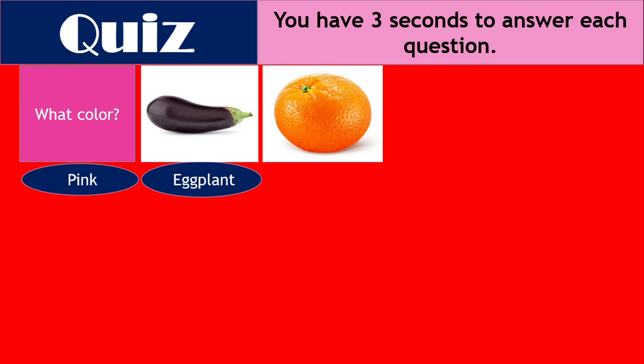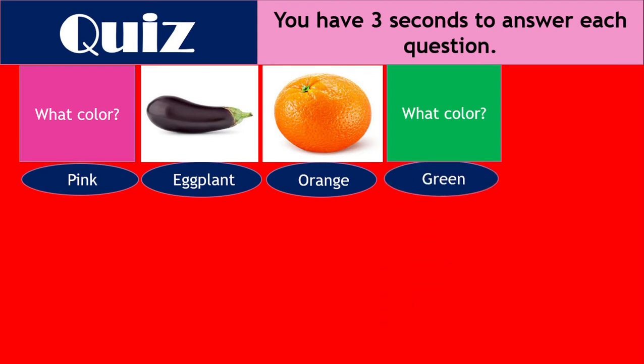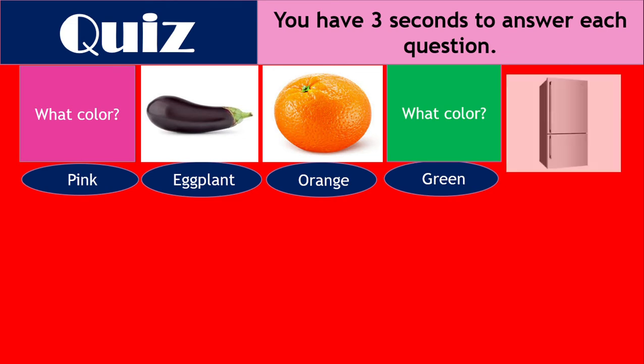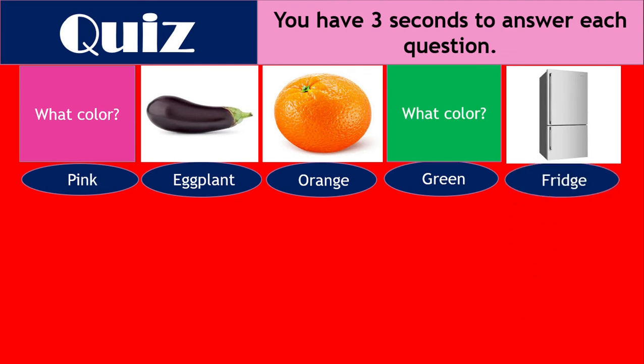And what is this? Yes, it's an orange. And what color is this? Yes, it's green. And what is it in the picture? Yes, it's a fridge. People also call it refrigerator.